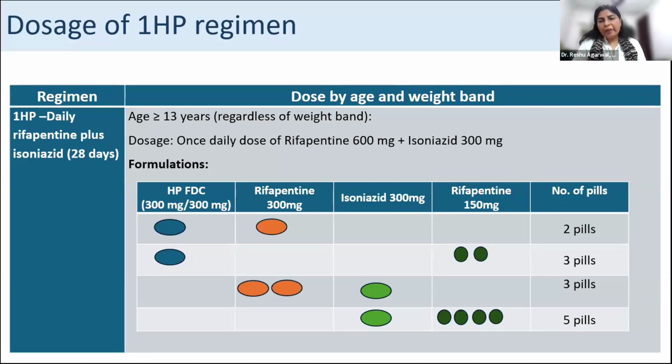In case you don't have the FDC, you might have rifampicin 300 milligram and isoniazid 300 milligram. Then you need to give rifampicin 300 milligram, 2 tablets, plus INH 300 milligram, 1 tablet, and the pill burden again would be 3 tablets. In case you have only rifampicin 150 milligram, you will have to use 4 tablets of rifampicin and 1 tablet of isoniazid 300 milligram, and in this case the pill burden would be 5 pills. So it would depend on the kind of supplies you get from your counterparts in the state TB offices, and based on that, you will have to prescribe.